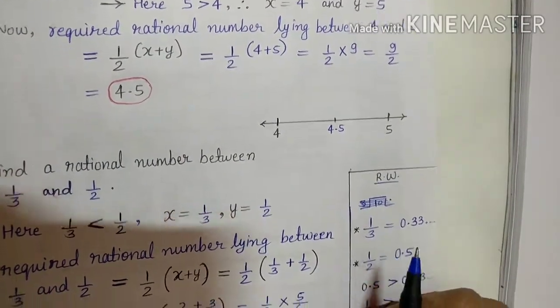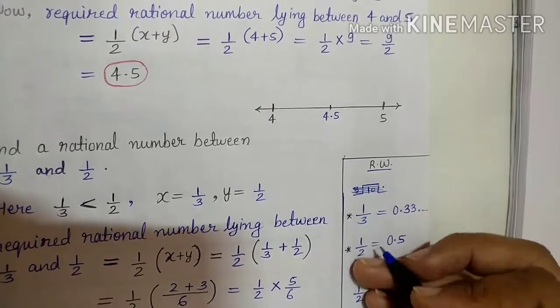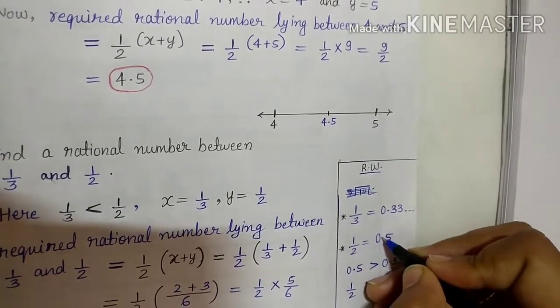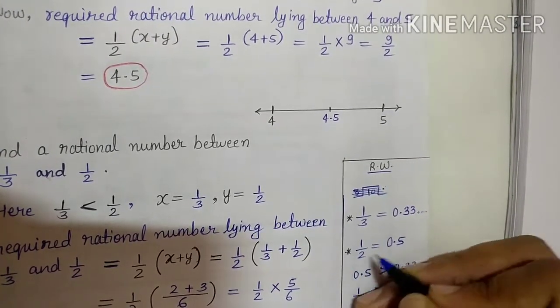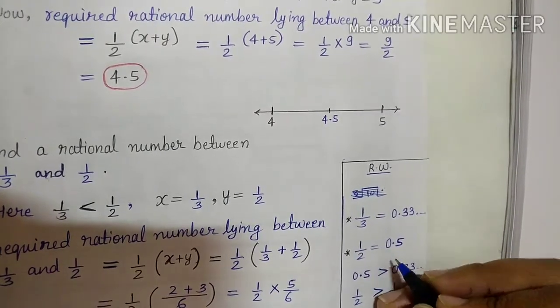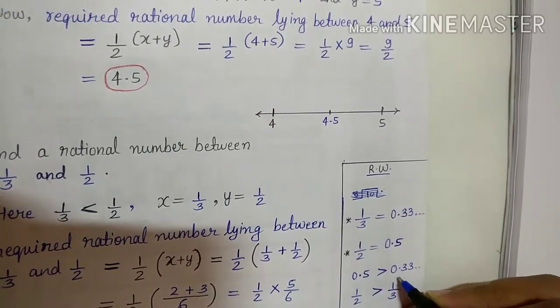Okay, a repeating decimal will come. Then what is the next number? 1 upon 2. If we divide 1 by 2, first we will put a decimal point, it becomes 10. Then 2 fives are 10, so it becomes 0.5. Now clearly we can see 0.5 is greater than 0.33.